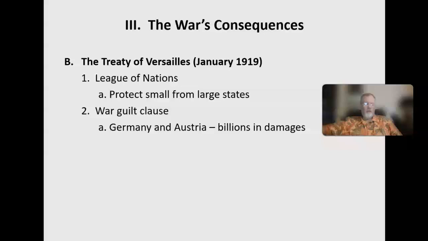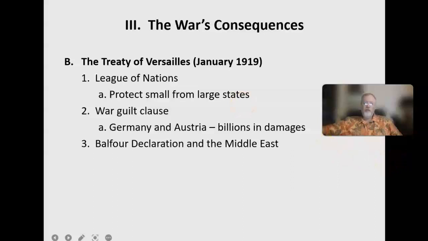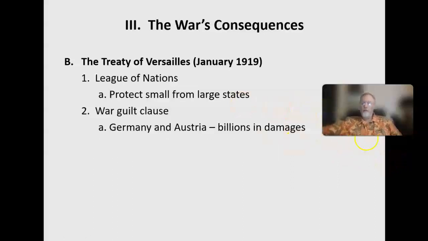It also included all kinds of stipulations, like this war guilt clause. Basically, Germany and Austria had to accept all responsibility. They had to pay reparations, where you pay back for damages. Basically, you pay back because you caused the war, or you were the aggressor, you caused the most damage. And so Germany and Austria had to accept responsibility and pay back reparations.